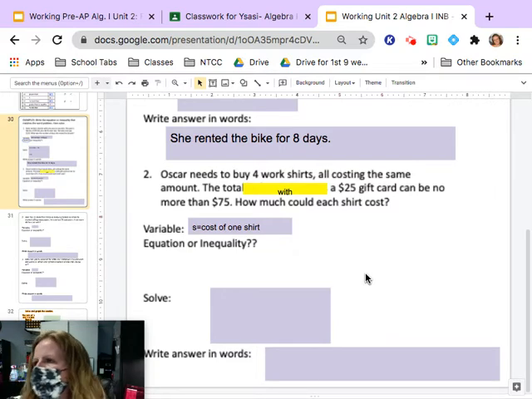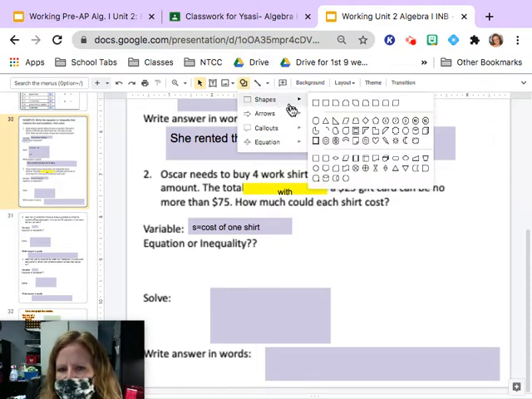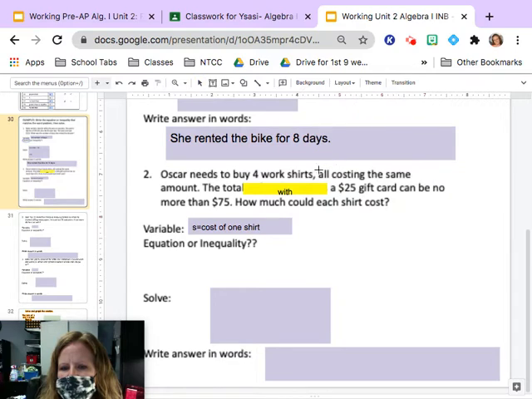Okay, let's decide whether it's an equation or inequality. The total can be no more than $75. Inequality, because we have "can be no more than." So this is an inequality.